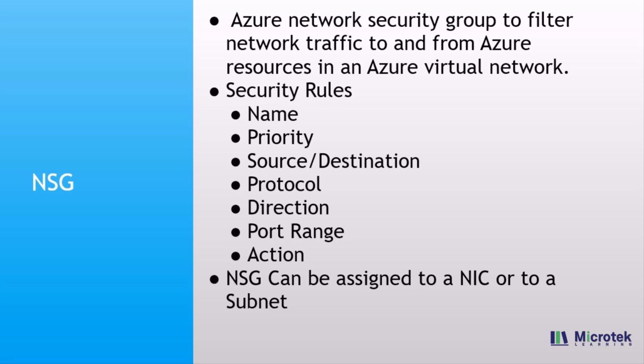So once you create the network security group and add all the rules to it, you need to associate this network security group to a resource, right? The resource can either be a NIC or it can be a subnet. You can apply it to both, or you can apply it to either a NIC or a subnet.